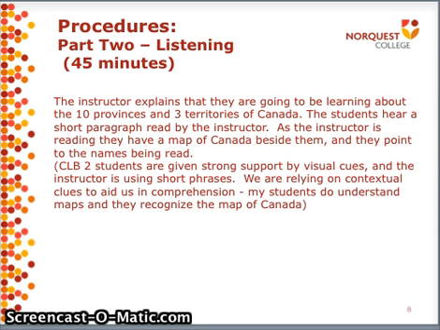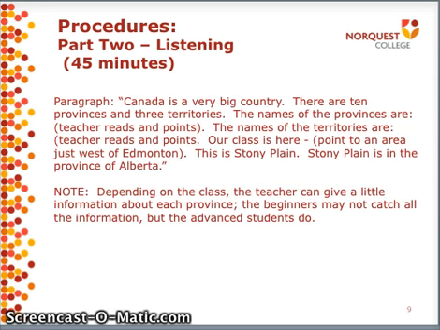I do supply very strong visual cues. I will have a map so that the beginning students and the advanced students are able to come up and take part in pointing things out as we go through. This shows you the paragraph that I would be using.